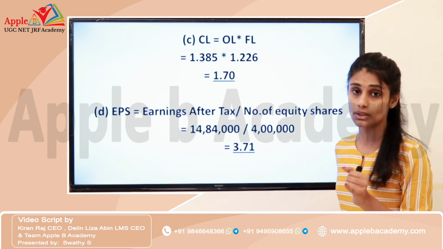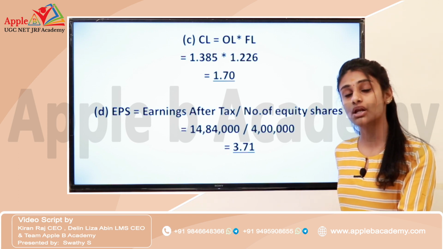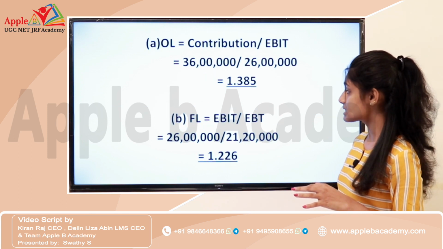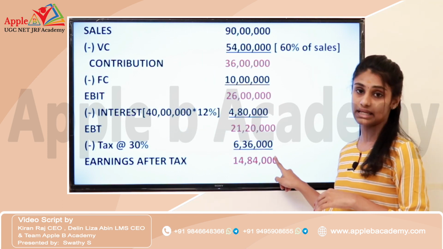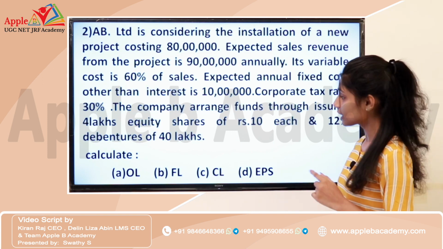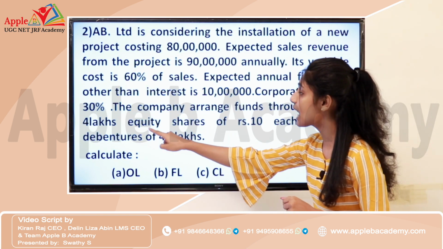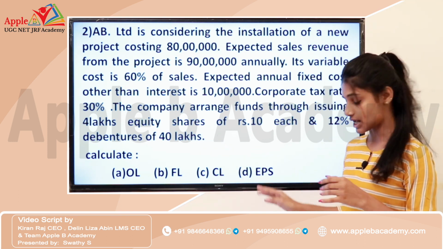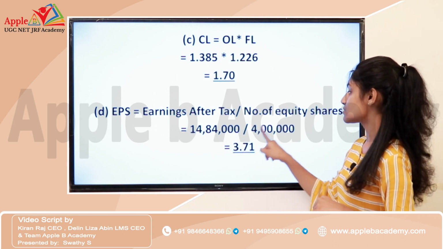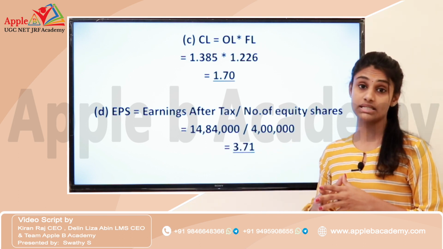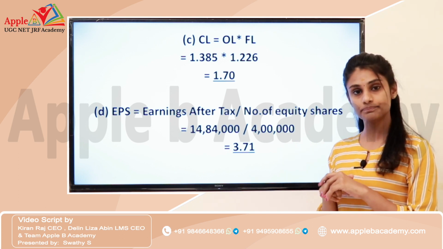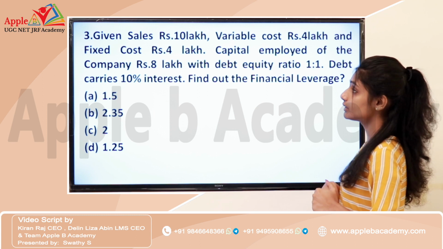Earning per share is equal to the amount available for equity shareholders divided by number of equity shares. Okay, so the amount available, that is earnings after tax, is 14 lakh 84,000. Now the question is the number of equity shares. So moving back to the question, you can see that there are 4 lakh equity shares. So by dividing 14 lakh 84,000 by 4 lakh, you will get 3.71. This is EPS, earning per share. Clear? So moving to another question.